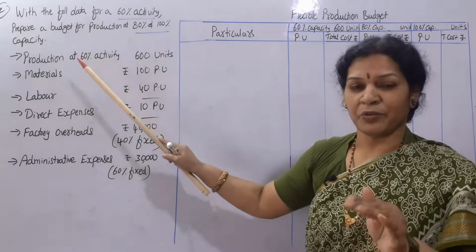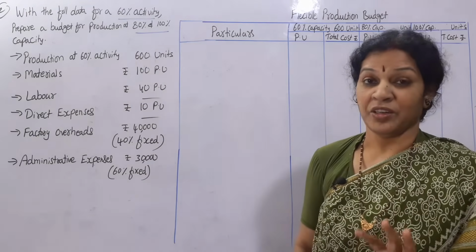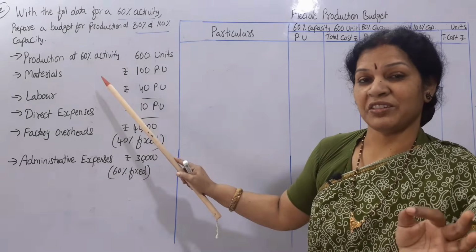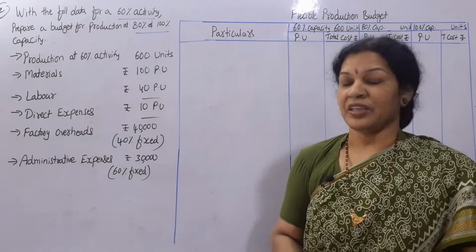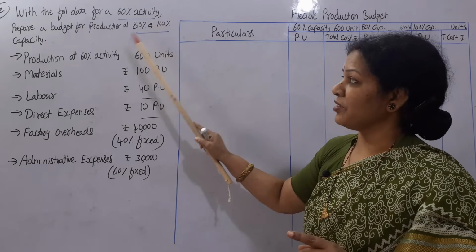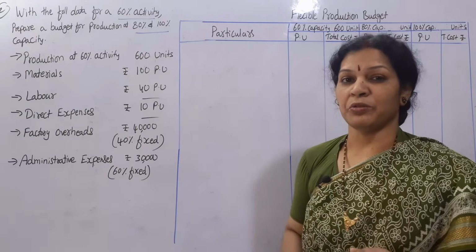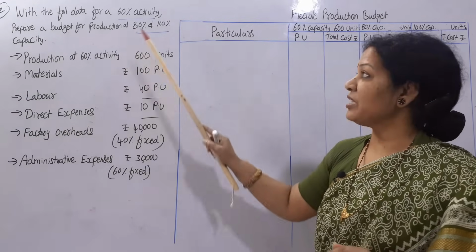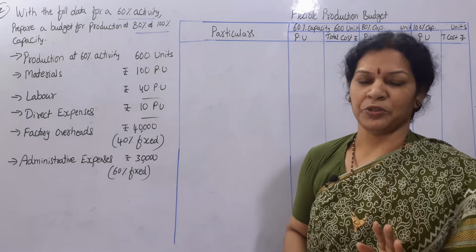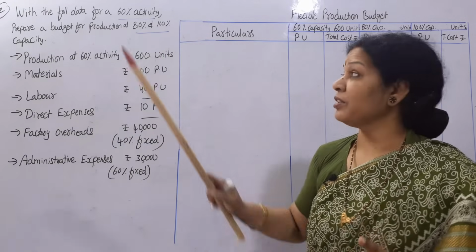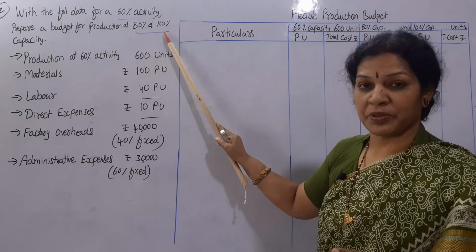Are you getting it? Now what is the information given? Production at 60% activity is 600 units. If 60% is 600 units, how many units will it be at 80%? That we need to calculate. In the same way, if the production is 100%, what will be the units? That is also to be calculated, and we are going to prepare the budget for 80 and 100%. 60% is given.